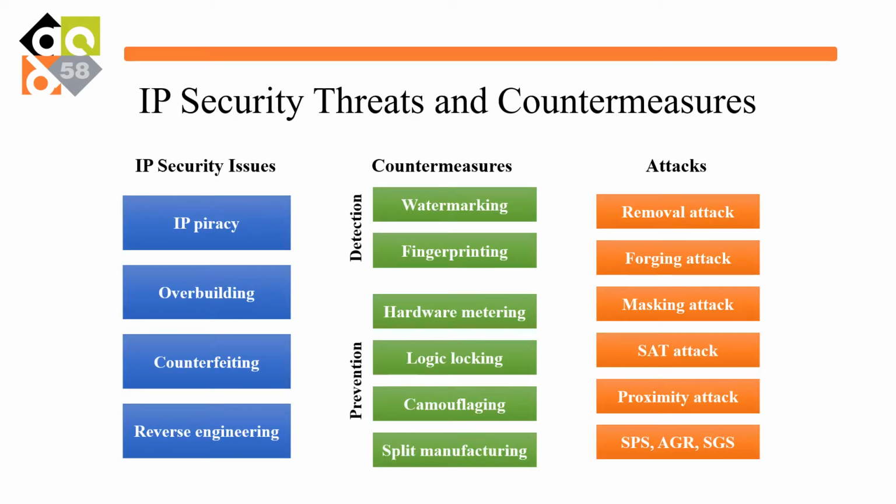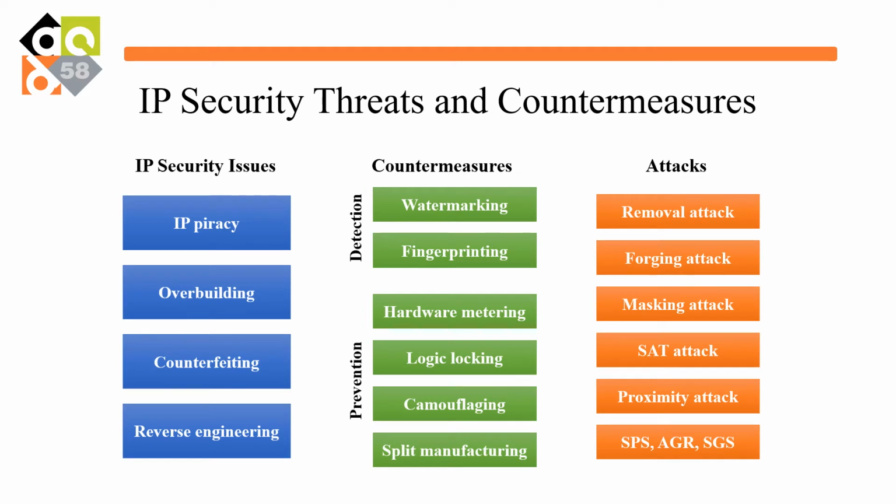So far, many IP security threats have been discovered in the literature, and many countermeasures have been proposed in order to defend against these problems. First is IP piracy. Another problem is overbuilding, in which the foundry generates more ICs than expected and tries to sell them. Counterfeiting is another problem, in which the attacker produces an unfaithful copy of the chip and tries to sell it as the original one. And reverse engineering is where the attacker retrieves high-level information from the low-level design.